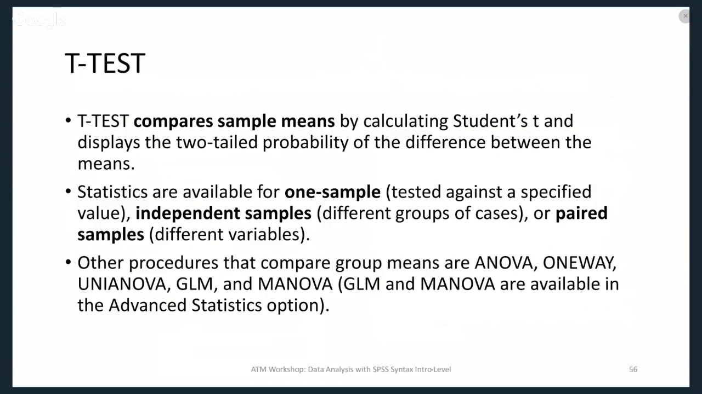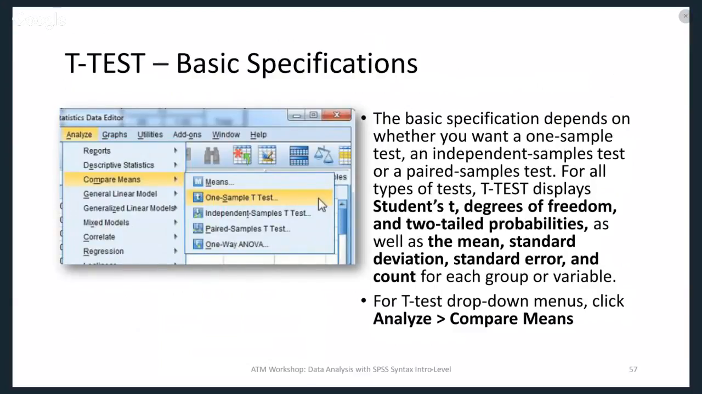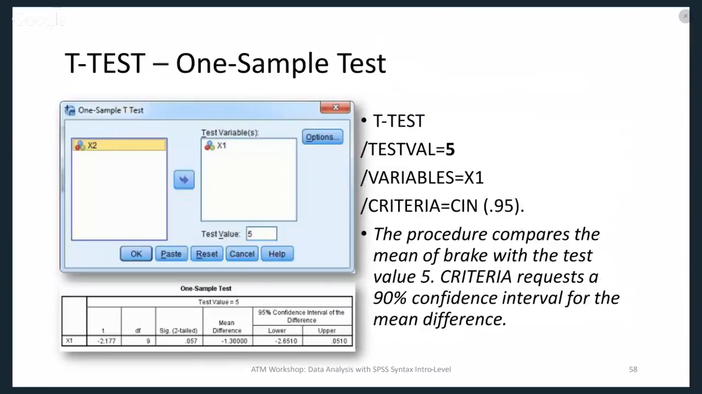So again, we do this t-test as simply as, okay, if you want to use those t-test basic specifications, you go to Analyze, Compare Means. One more time, the t-test is comparing averages. Okay, Analyze, Compare Means. Click one sample t-test, and then you can do the t-test.